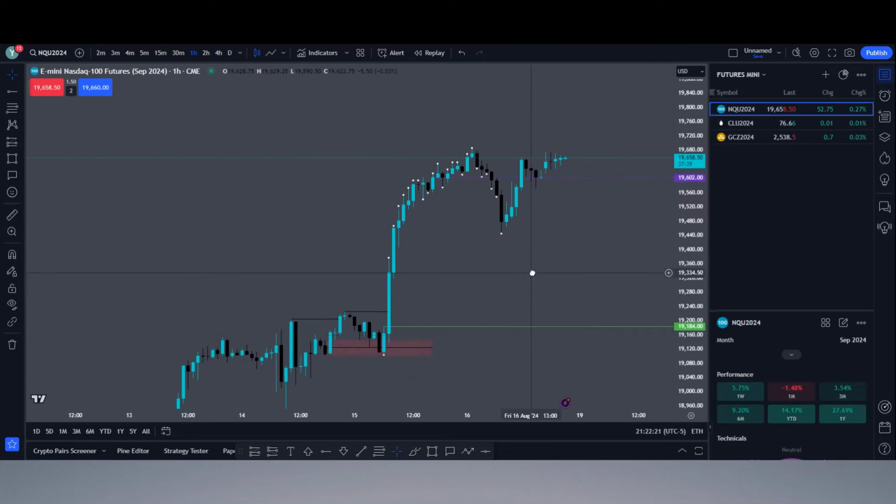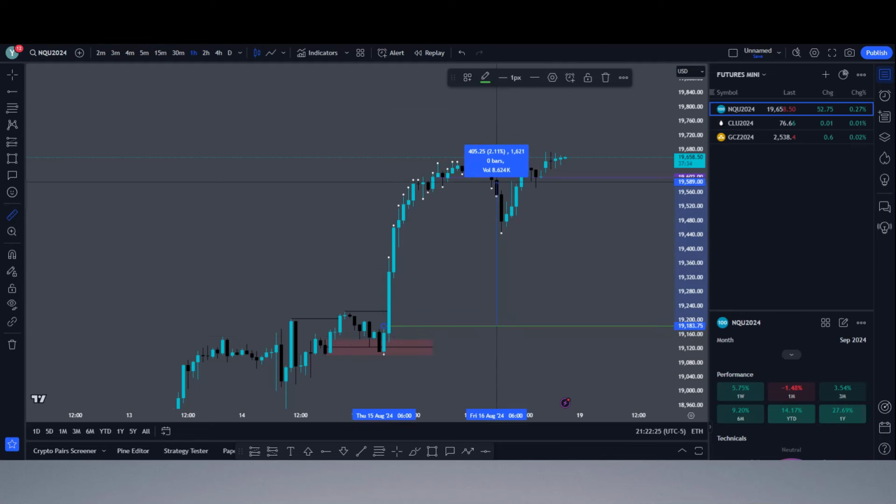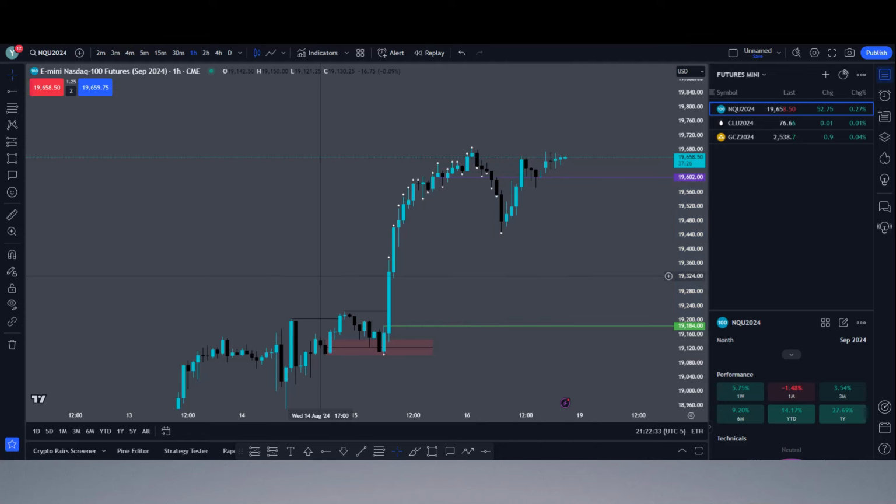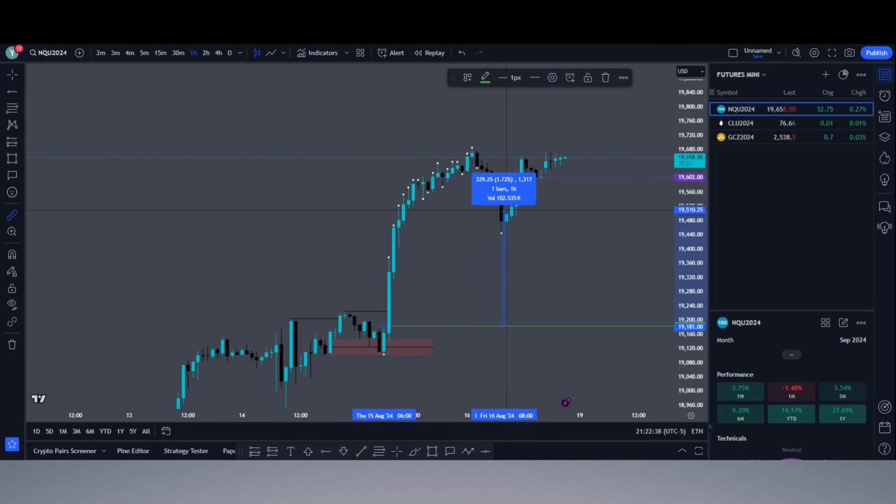Okay, so as you can see, you entered right here, right? Let's go ahead and count out how many ticks you made on that trade. So you made 421 ticks, I think. No, sorry, you made 1,669 ticks. Okay, you guys do the math.